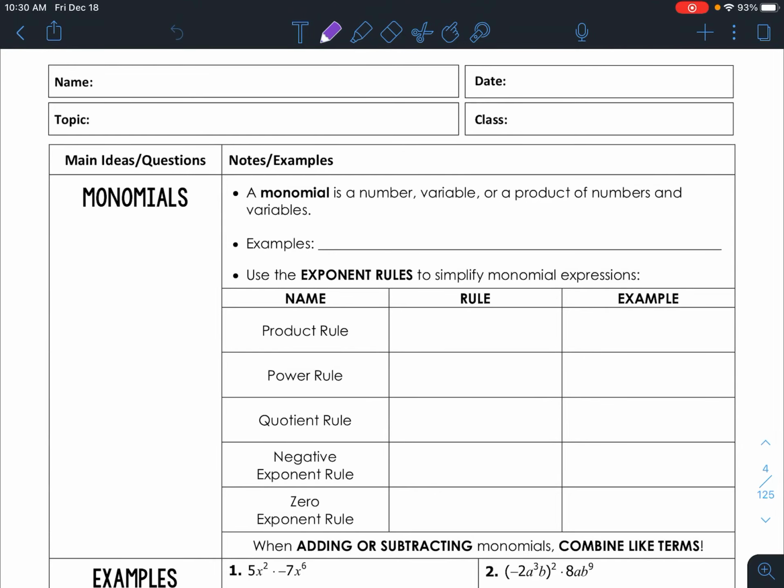Okay, today we're going to start talking about polynomials and the way to classify them. But first things first, we do need to go over some exponential rules or exponent rules.